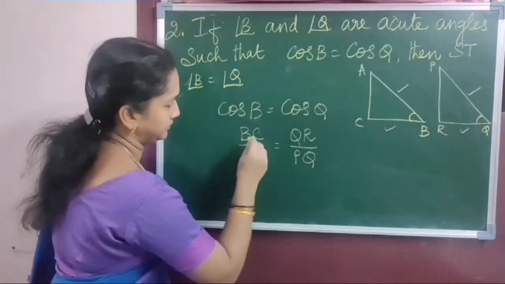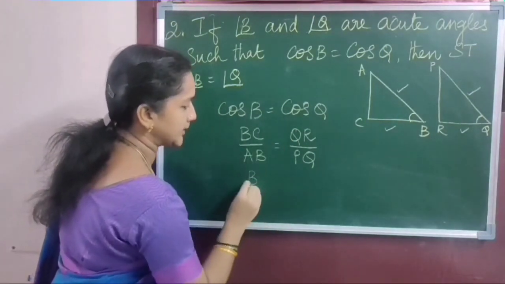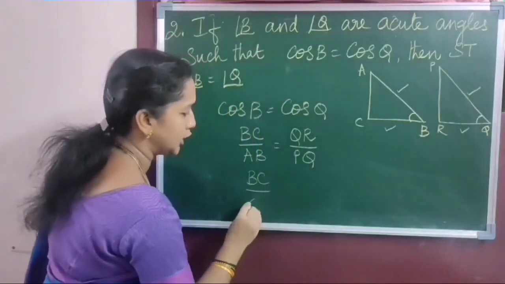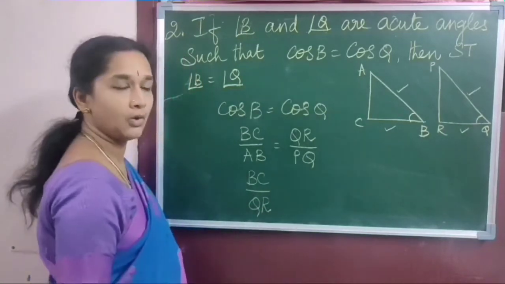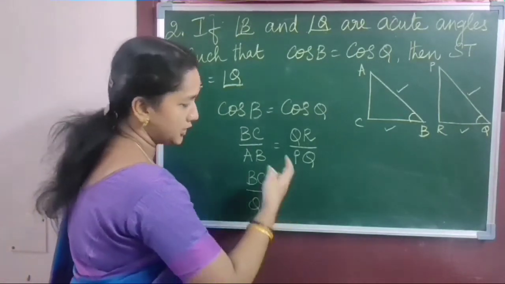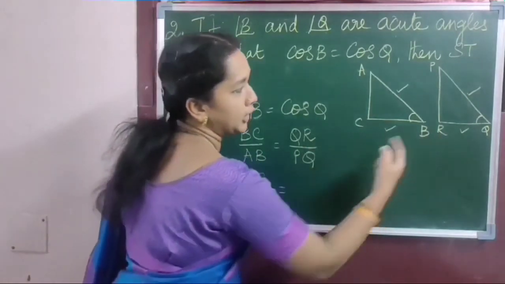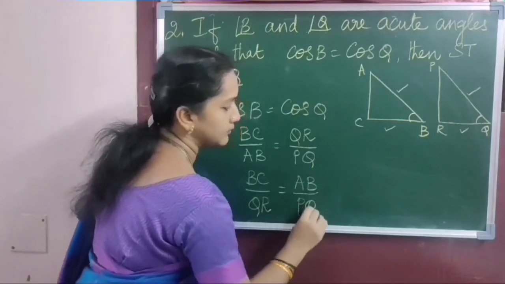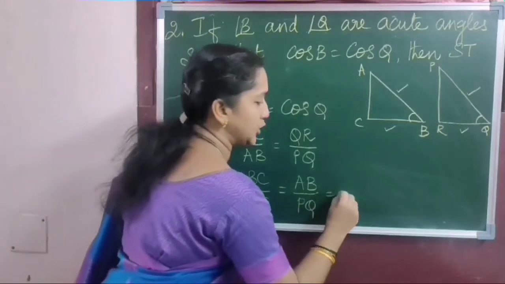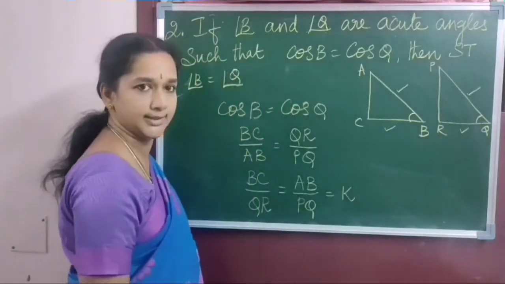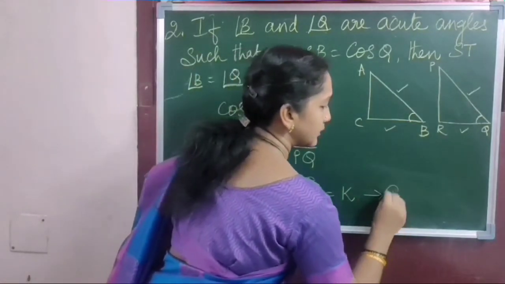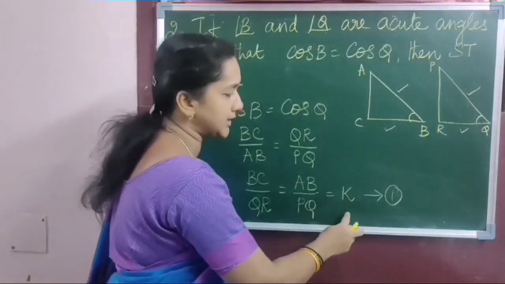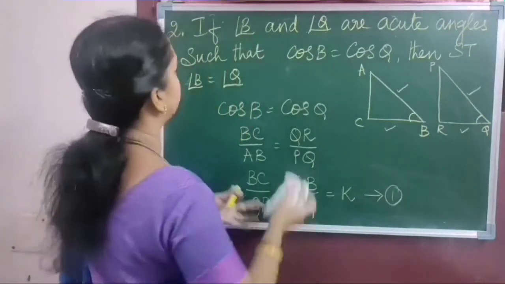Now we can rewrite this as BC by QR is equal to AB by PQ. We are saying that this ratio is equal to some constant K. So we take this as the first equation. BC by QR is equal to AB by PQ is equal to some constant K. So this is our first equation.